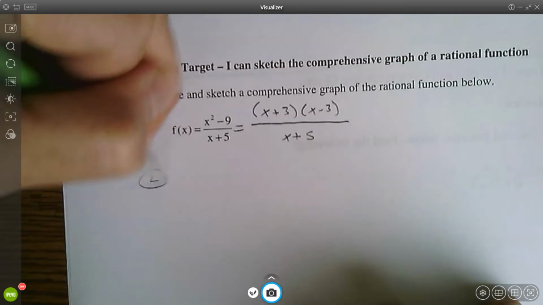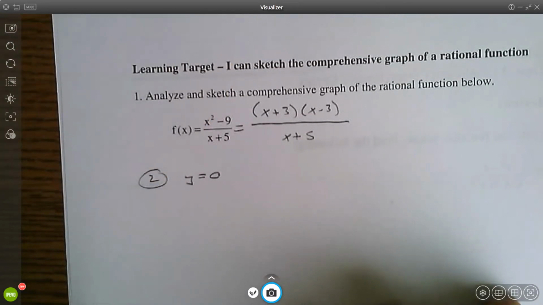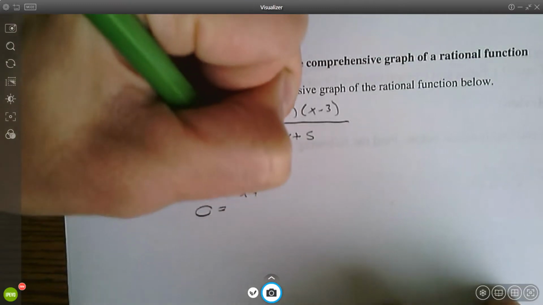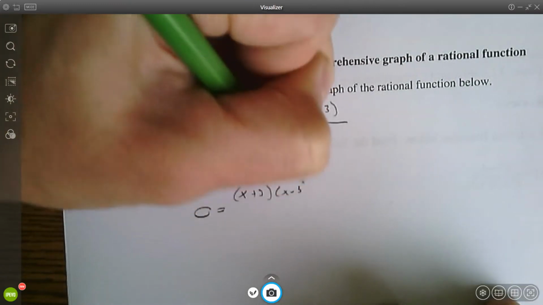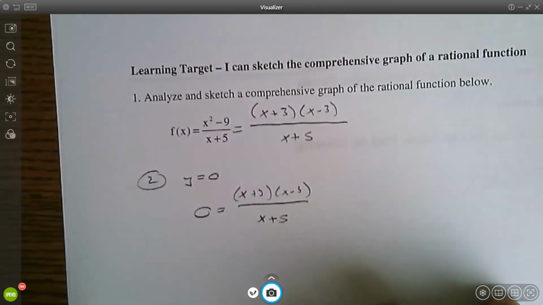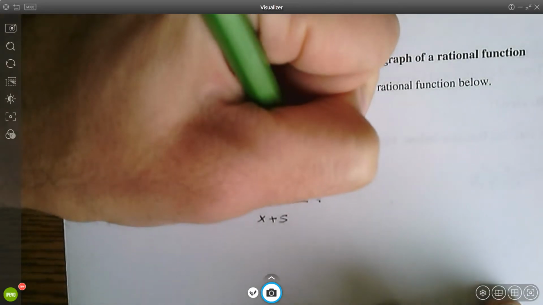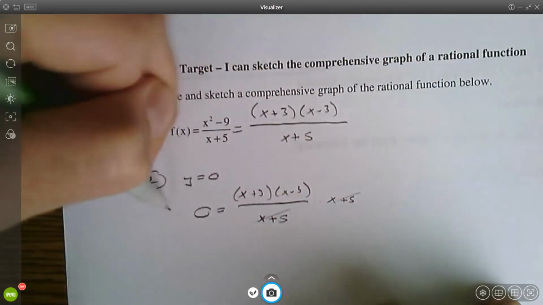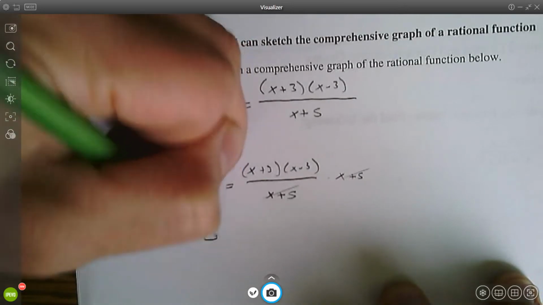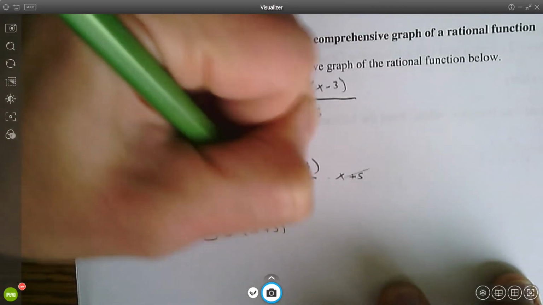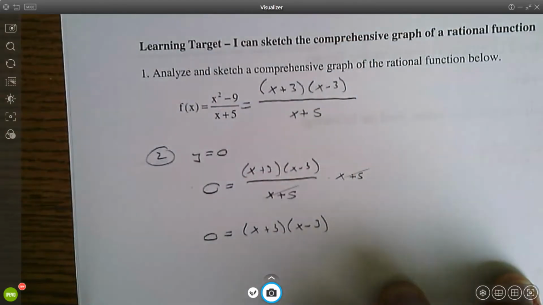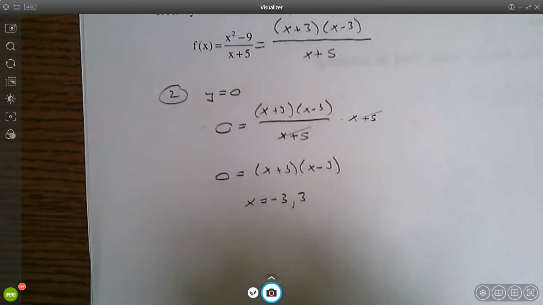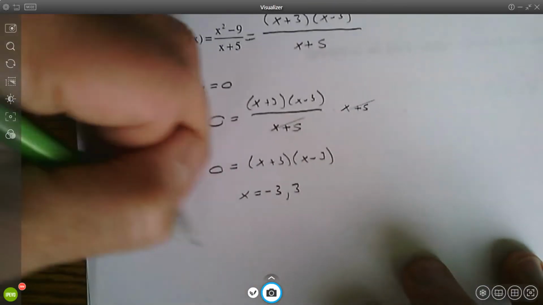X-intercepts means y is equal to 0. So I'm going to take this, 0 equal to x plus 3 times x minus 3 divided by x plus 5. If you multiply both sides by x plus 5, this is going to simplify to 1. Doing it here, 0 times anything is 0. So you're going to be left with 0 equals x plus 3 times x minus 3. You set those equal to 0 and solve, you get negative 3 and positive 3. So those are your x-intercepts.